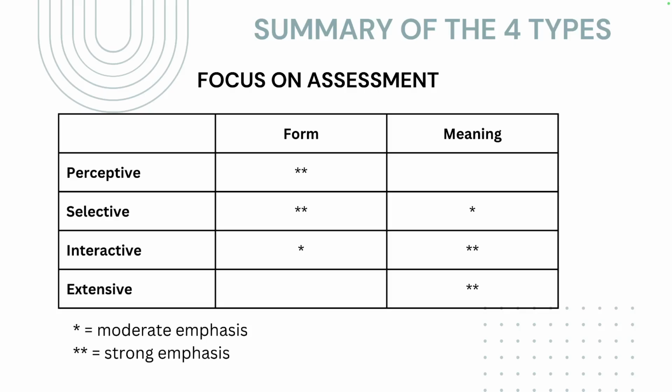So you can see here the difference between selective and interactive. The length may be similar, but interactive, you're focused more on meaning. And you can see that interactive and extensive is really where the top-down processing is more encouraged.